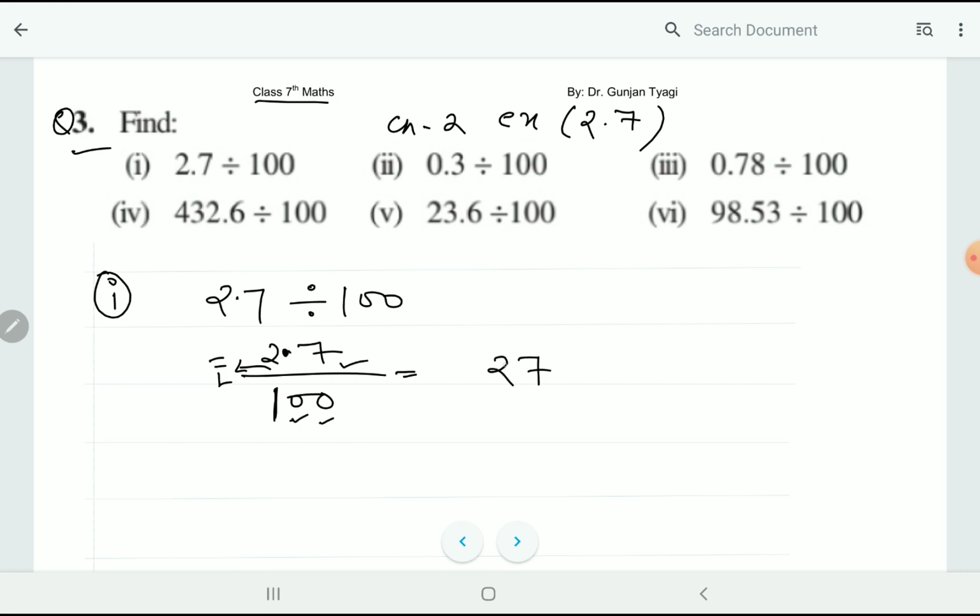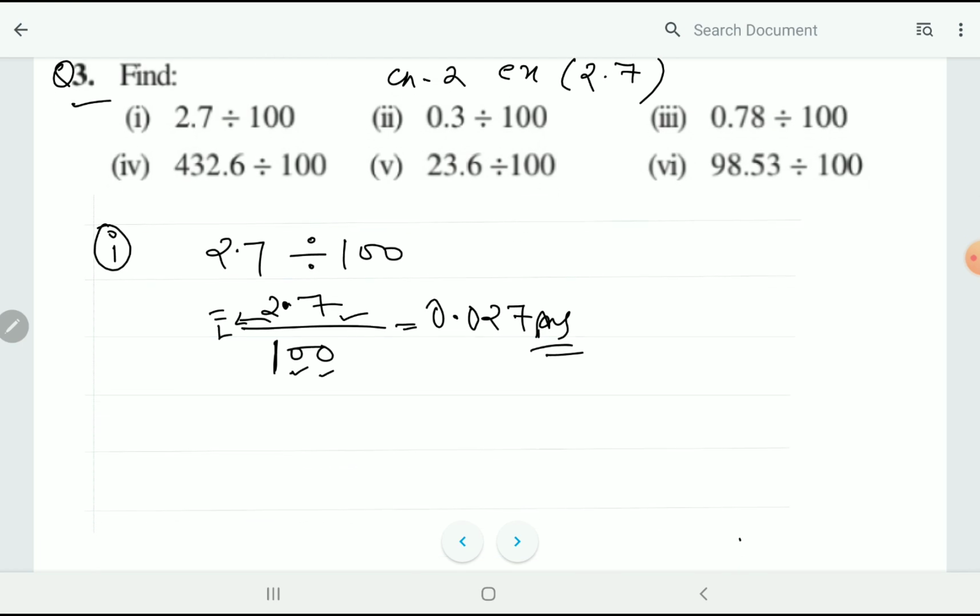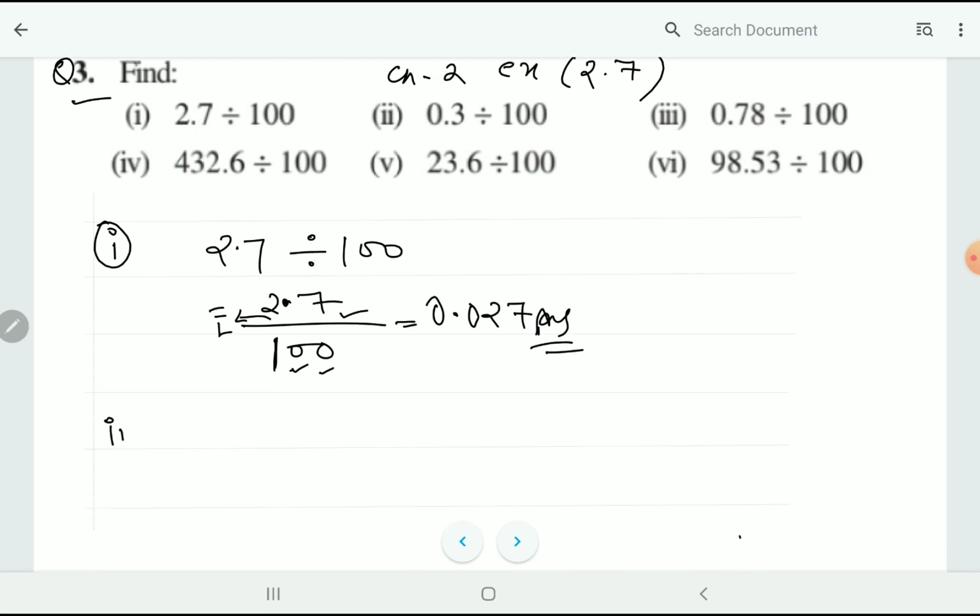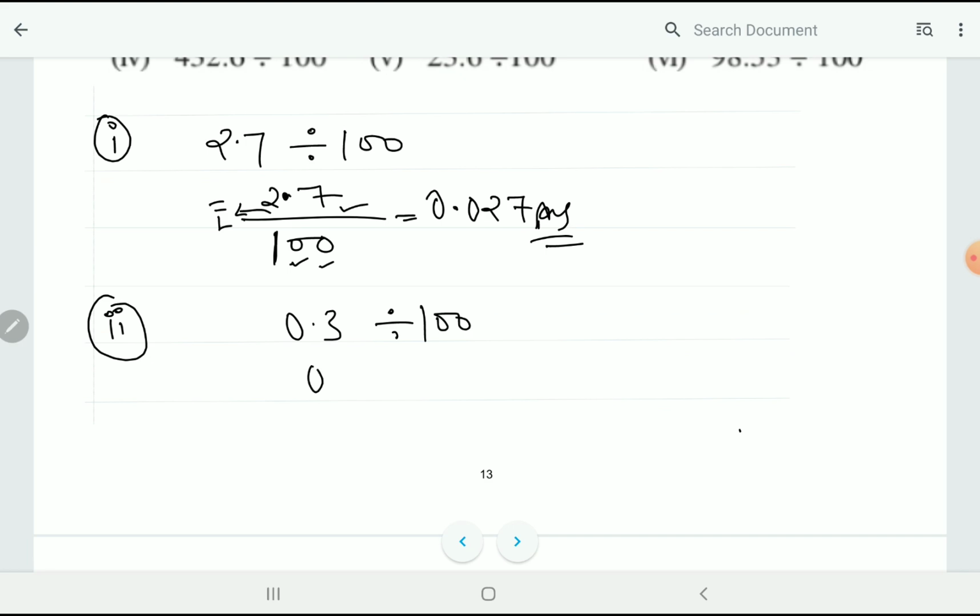There are two zeros over 1, so this decimal will shift 2 places left. The decimal is there in the question, 1 place, 2 places, it will shift to here. So this is the answer. Just the decimal will shift its places. Let's take the second part. 0.3 divided by 100. Again the decimal will shift 2 places toward the left.